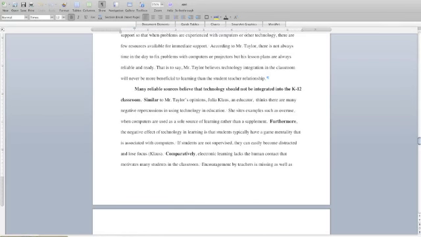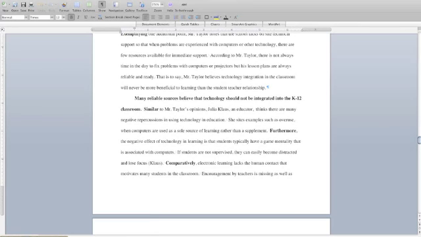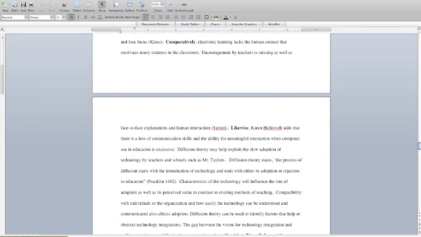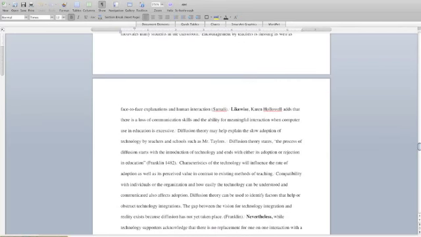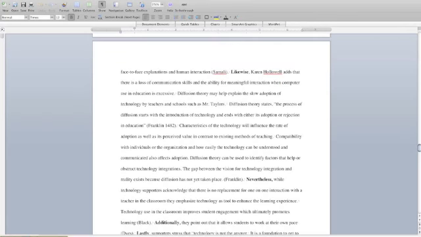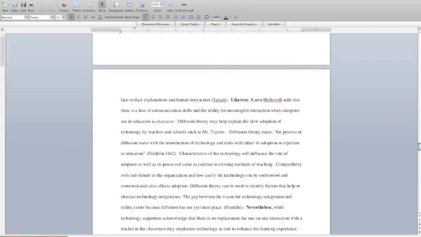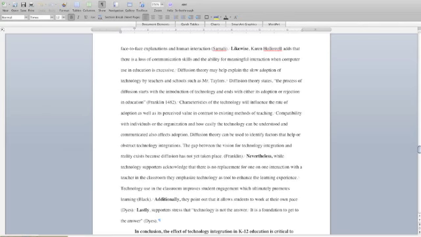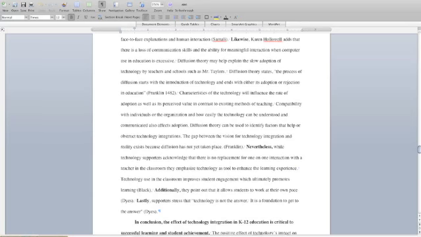Similar to Mr. Taylor's opinions, great start because it refers to the information above. It links it with this new information. Julia Klaus, an educator, thinks that there are many negative repercussions in using technology in education. Furthermore, comparatively, likewise, okay, we're moving between the different examples. Karen Howe states, or adds, should I say, okay, nevertheless, all right, so look at all these different examples. 1, 2, 3, 4, 5. We can easily go through them within the paragraph because the transition words guide. They're like stop signs. Stop here and look at this new example that I'm giving.